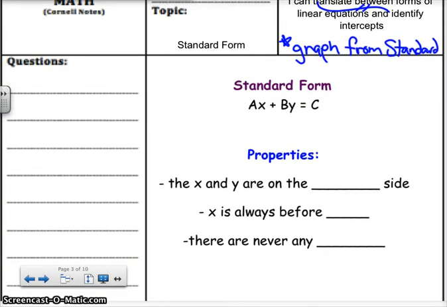Standard form is written as ax plus by equals c. Okay, ax plus by equals c. Maybe you can relate to what I've shown you before, like 2x plus 2y equals 8. And I'd say graph it. You would subtract 2x and divide by 2. Well, you're not going to have to do that anymore. You can just graph it from here.